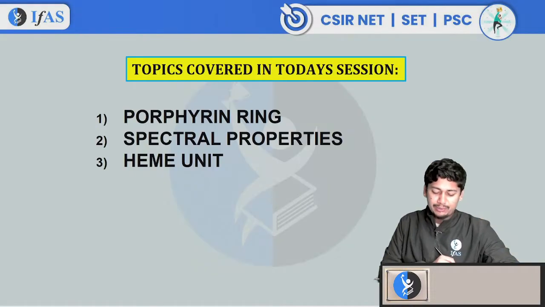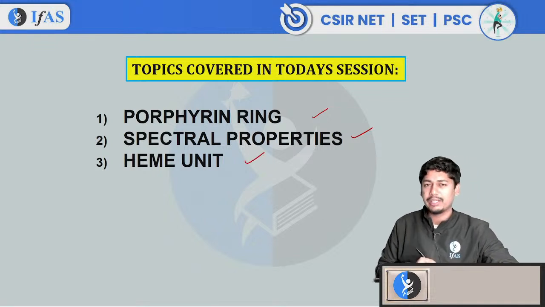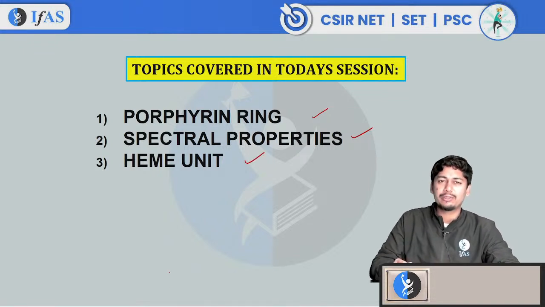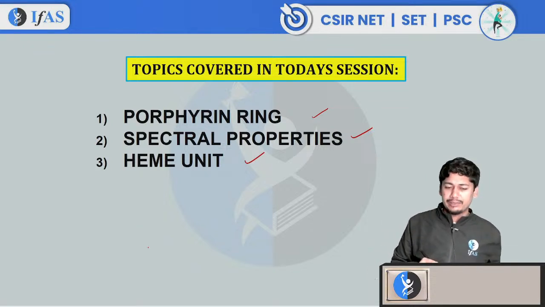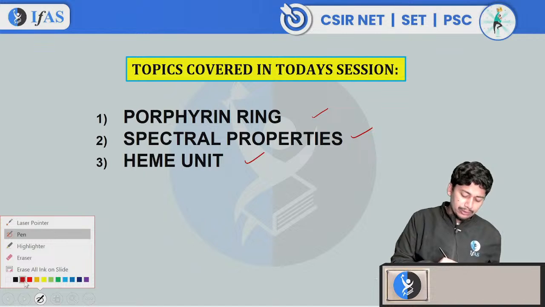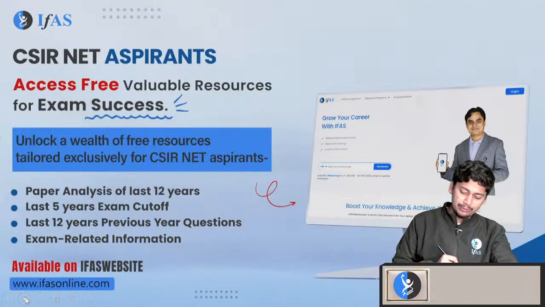In today's session we are going to cover the porphyrin ring, its spectral properties and the heme unit as well. We are going to understand these topics in detail, and these subtopics are very easy to understand. So let us start one by one.